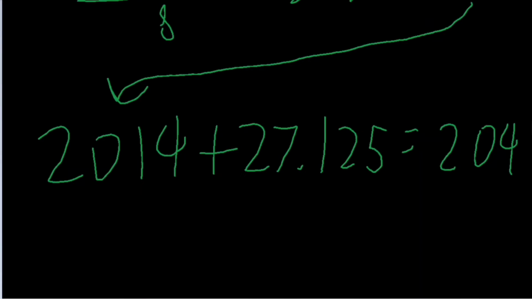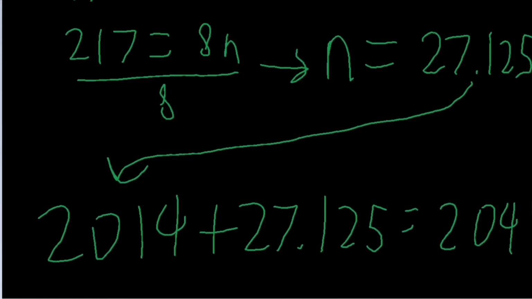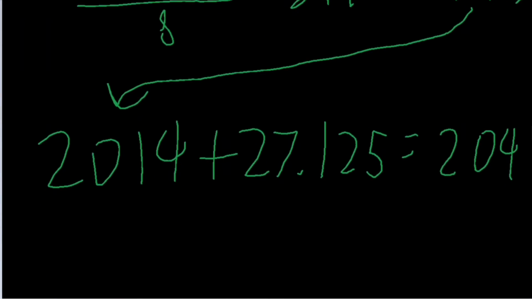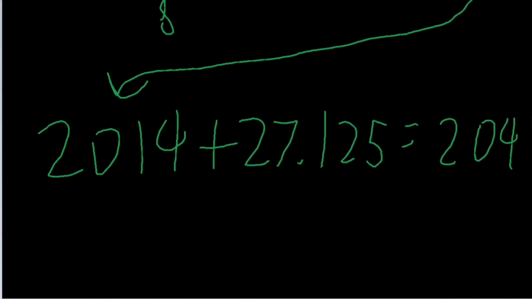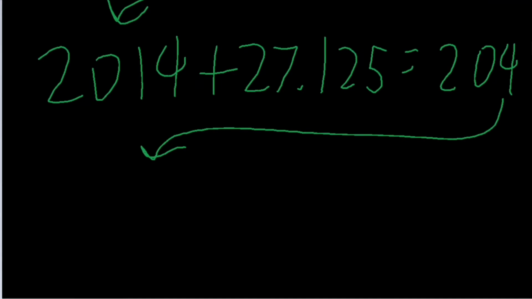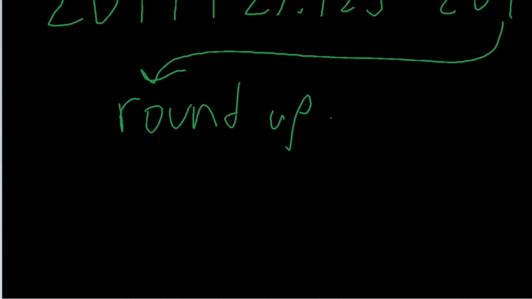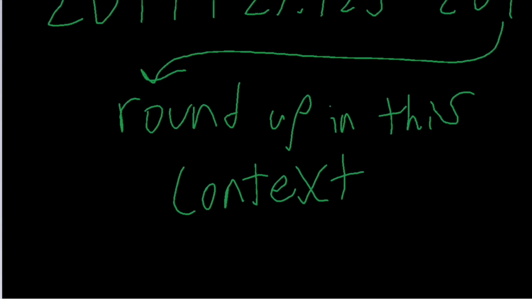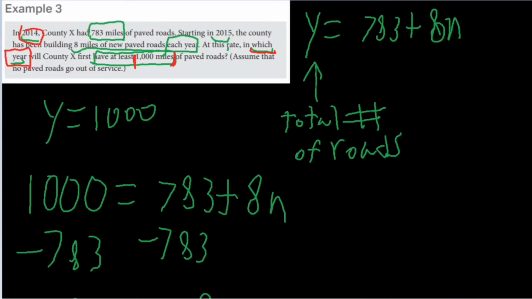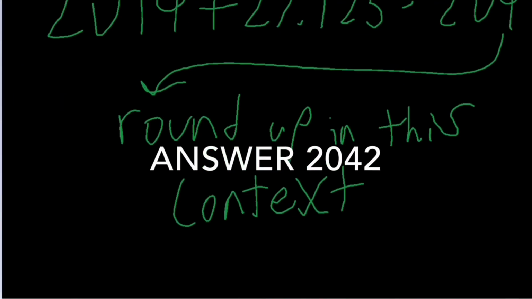Another common mistake is that people would round down rather than round up because it's a lot closer to 21 than it is to 22. However, if you put in 2047, you won't be answering the question, because the question is asking what year will they reach at least 1,000 miles of road, and in 2047 they haven't reached it, so you have to round up, making 2042 your answer.